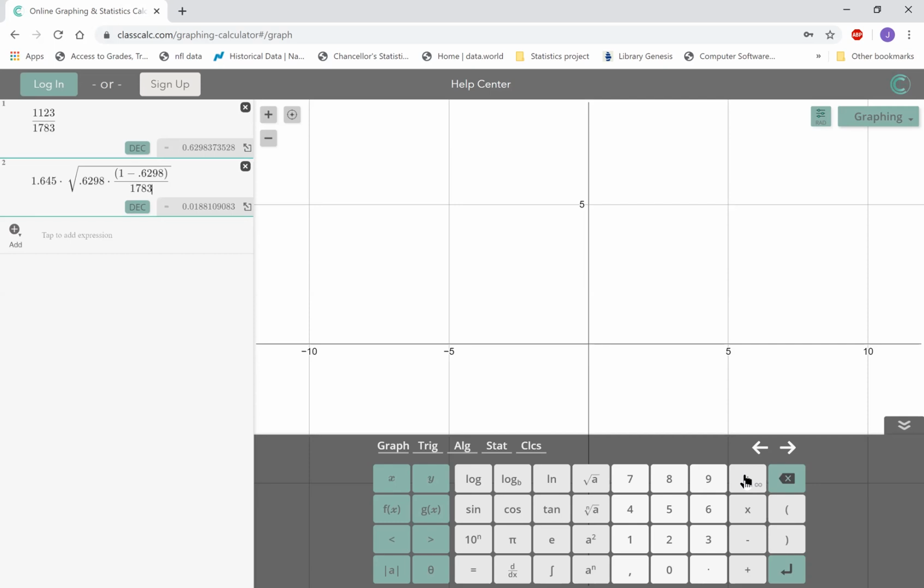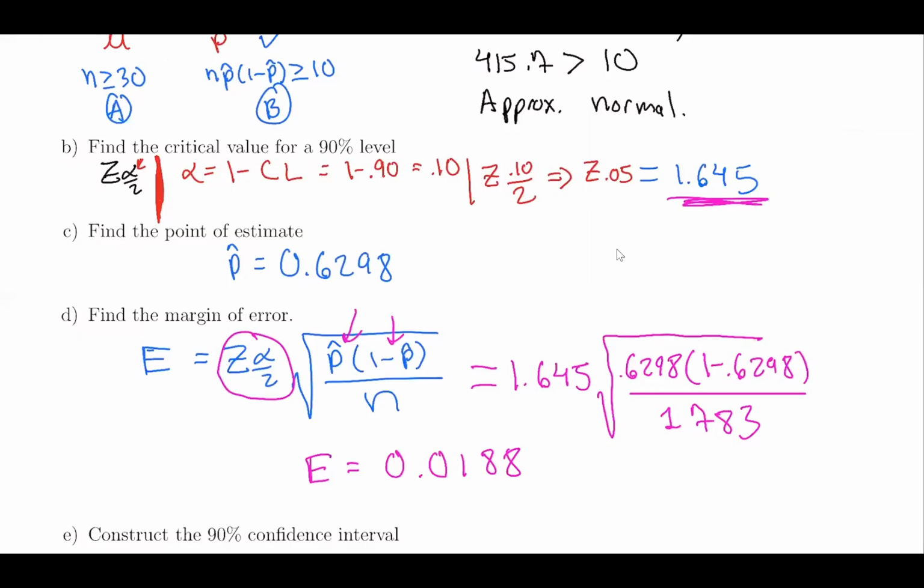So we'll say margin of error is 0.0188. And that's it for D. Any question for D? All right, so let me transition over to the notes so that way you can see how I put the answer. So if you look right here, that's my answer.